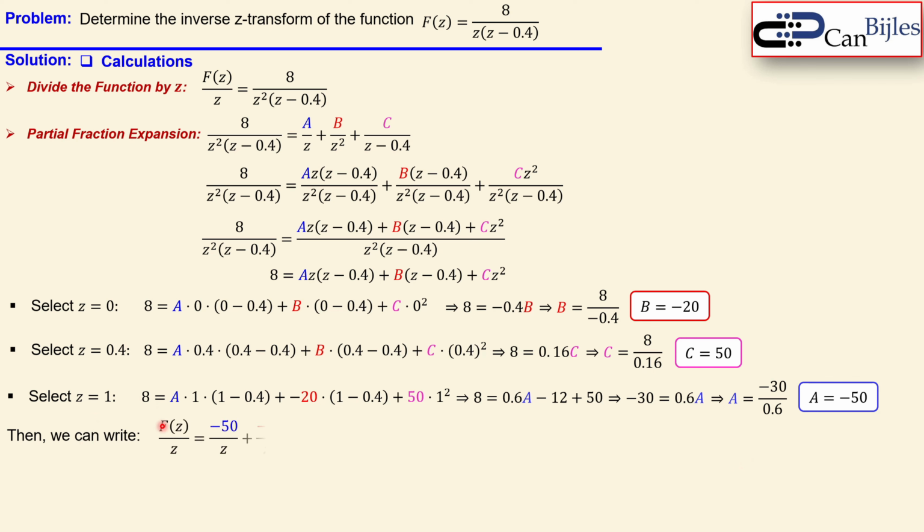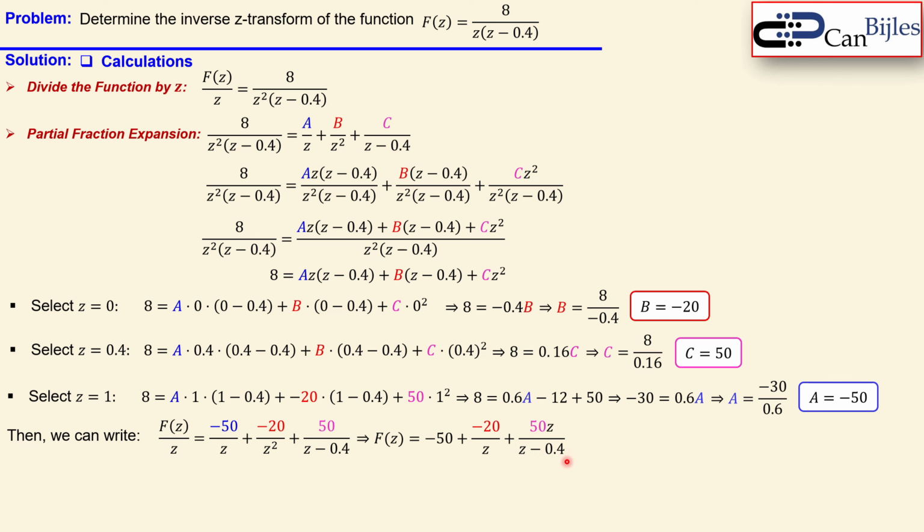Then we can write our function, which is then F(z) over z is equal to this one. Now we can multiply the right hand side also by z, such that we have the F(z) as we had before. So F(z) is equal to minus 50 plus minus 20 over z, not z squared, and then 50 z over z minus 0.4.